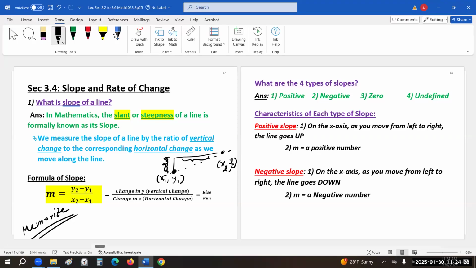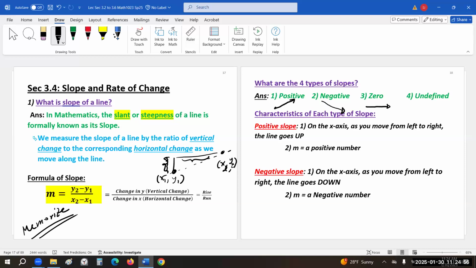And now, 4 types of slope. Climbing up: when you walk from the left side to the right side, if you climb up, it's a positive slope. When you walk from left to right and you're going down, it's a negative slope. Zero slope means you're walking on a flat surface, on a straight line from left to right, so you don't have any steepness.